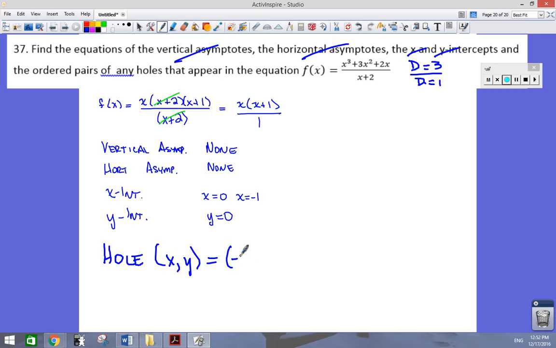-2 is the x coordinate, and if we plug in -2 into the reduced function, then we've got -2 times -2 plus 1, which is -1, so that's a +2, and now we found the hole.